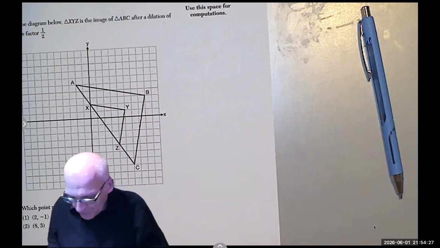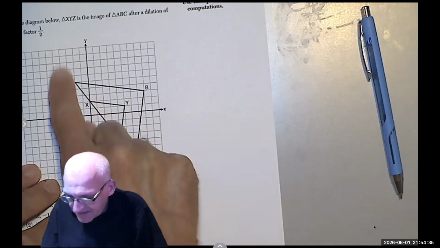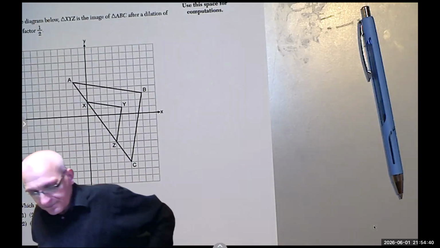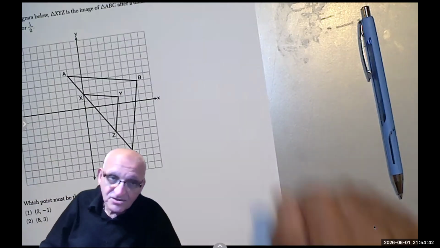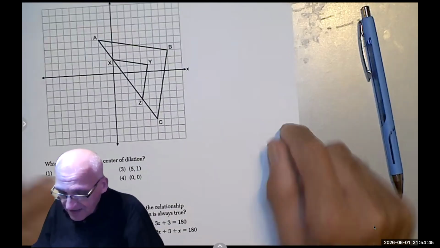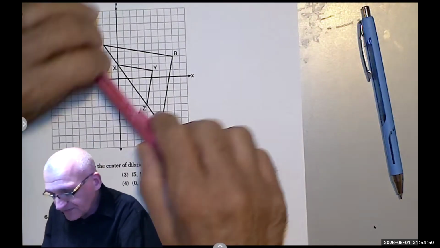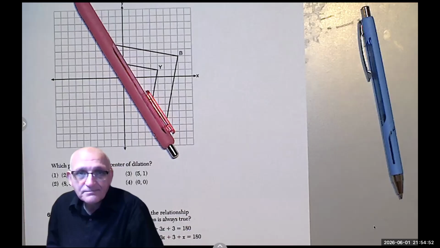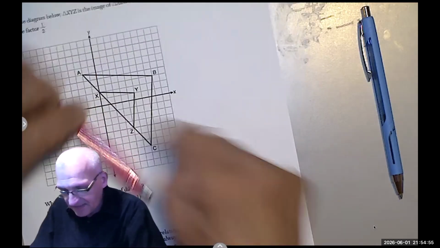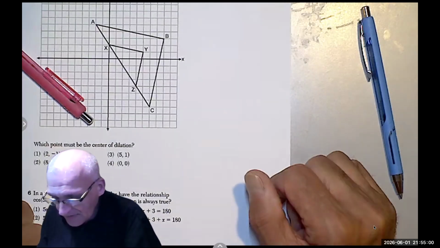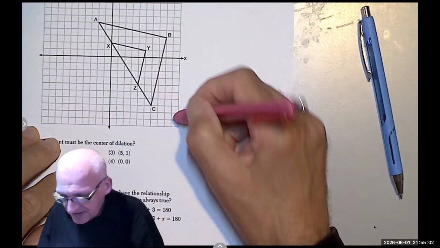In the diagram below, triangle XYZ is the image of triangle ABC after a dilation of a scale factor of 1/2. Which point must be the center of dilation? Well, since XZ and AC are collinear, it means that the center of dilation must be on this line, right? If it's somewhere else, then XZ and AC wouldn't be collinear. So we know it's somewhere along this line.